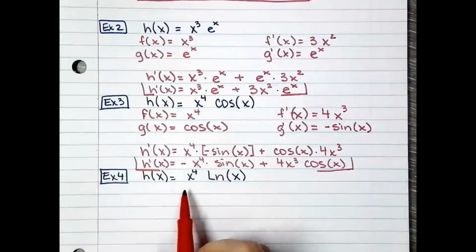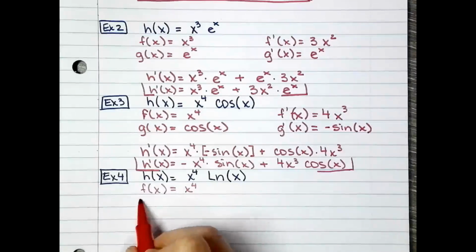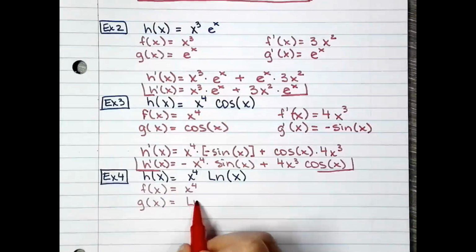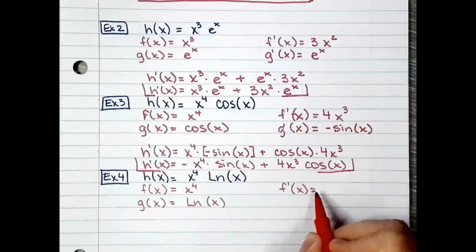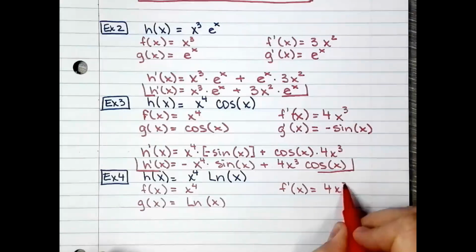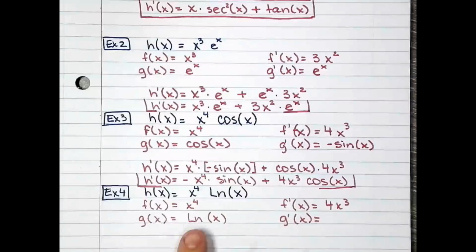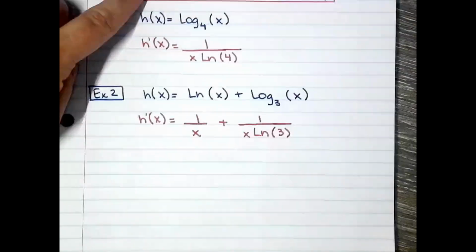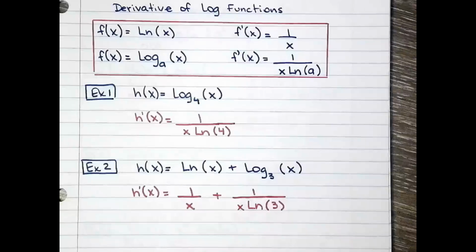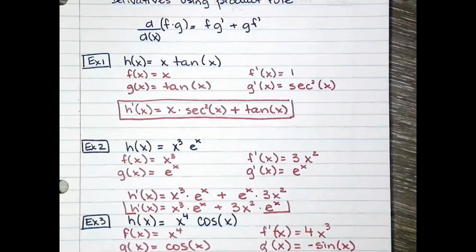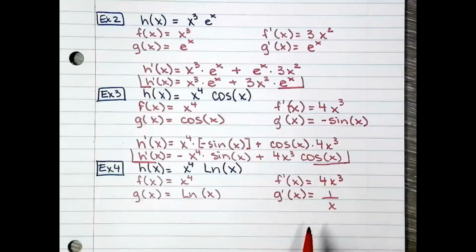Now I have this guy right here. So f of x is x to the fourth. G of x is natural log of x. F prime, right there. And then from yesterday, the derivative of a natural log is just 1 over x. And after you've done this a couple times, you're going to know this by heart. So 1 over x.